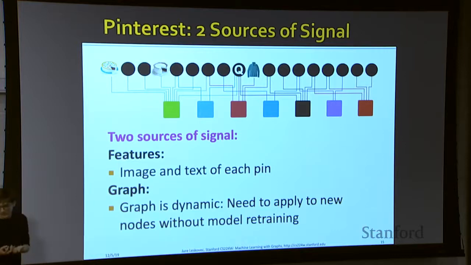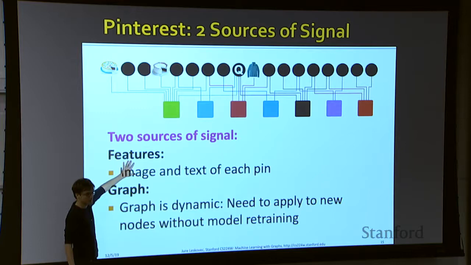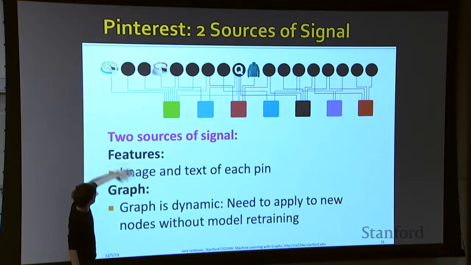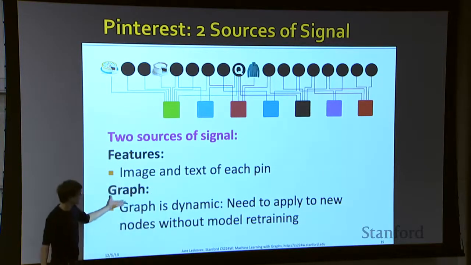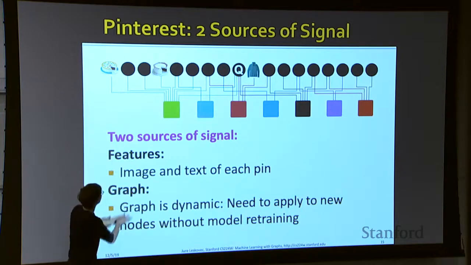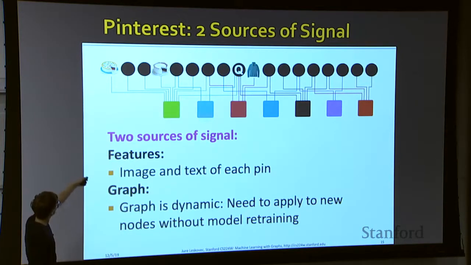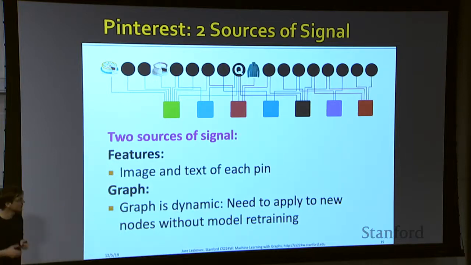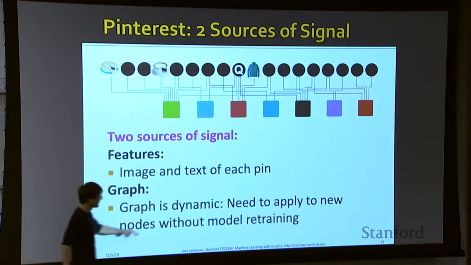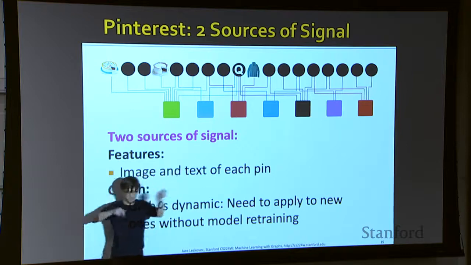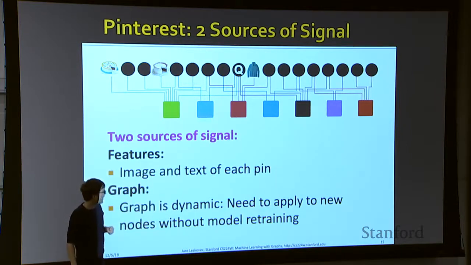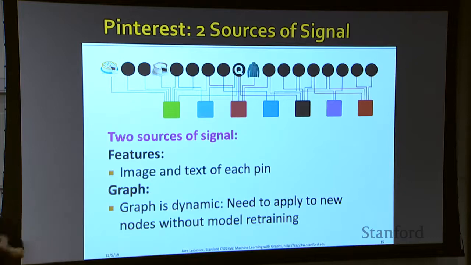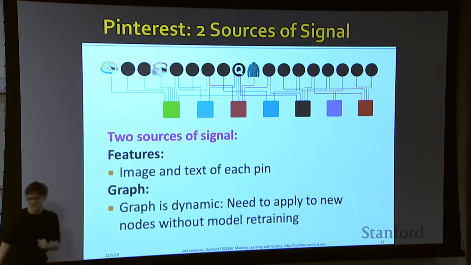Okay? So now what we will do is the following. If we think about what sources of signal we want to use for our recommender system, as I said before, we have the feature information, since every pin has an image and text, and we also have the graph information that puts pins into the same board. We have the boards here, the pins above, and the edges denote membership. What is interesting is that the graph is dynamic, it is changing as people save more pins, and we need to be able to apply our model to this graph as it evolves.